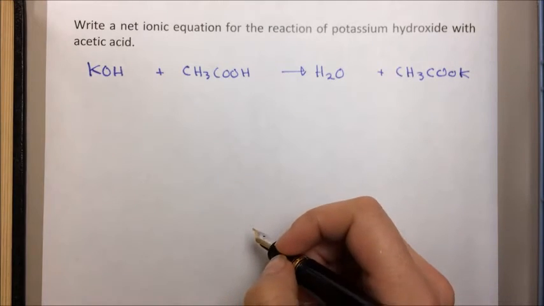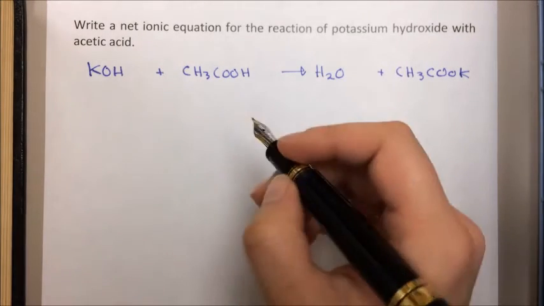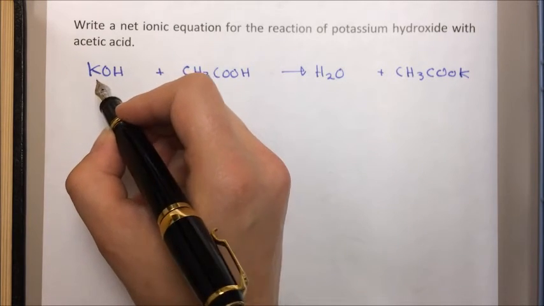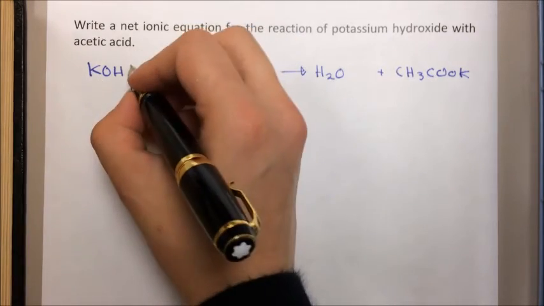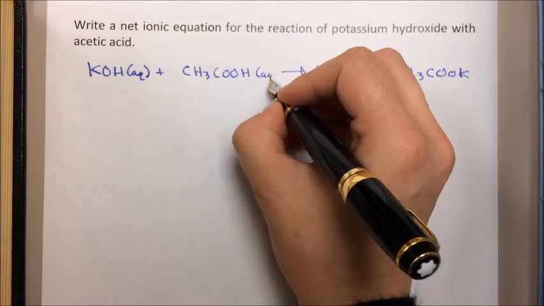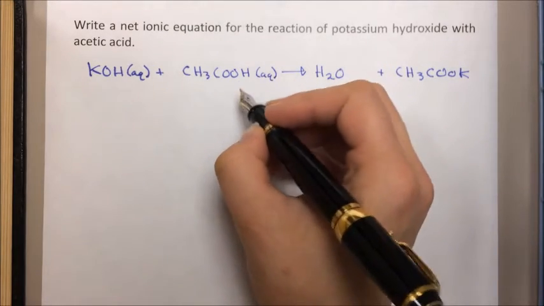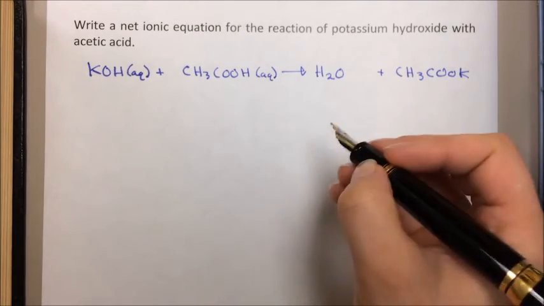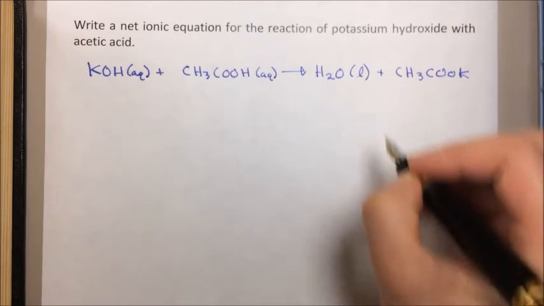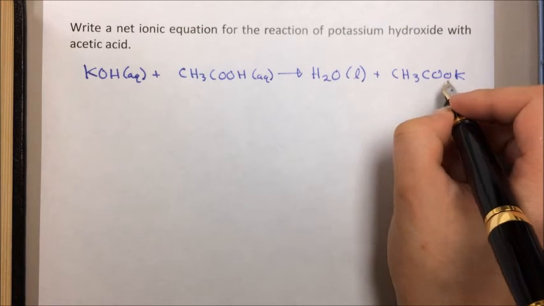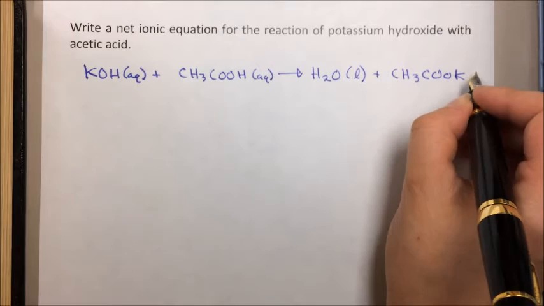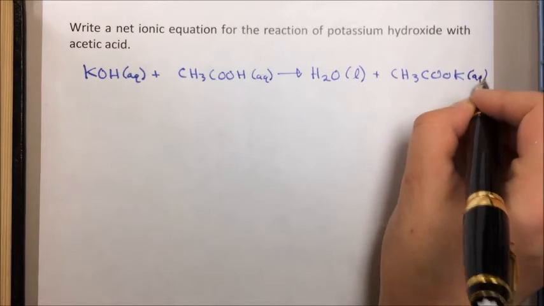Now we need to assign states. If you need more work on that, go check out the solubility rules video. Potassium hydroxide has an alkali metal cation, so it's soluble. And acetic acid is generally water soluble. You can remember this because this is the acid that's in vinegar, and vinegar is a nice aqueous solution. Water is always going to be a liquid in these sorts of reactions, and potassium acetate has that alkali metal cation, so it too is aqueous.